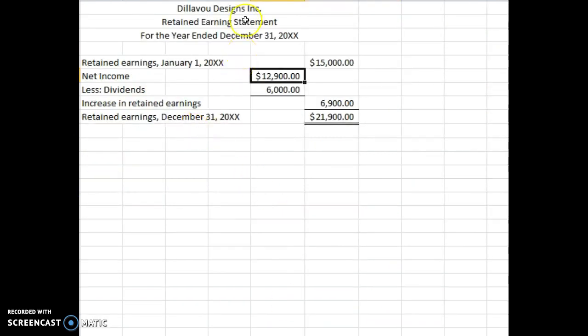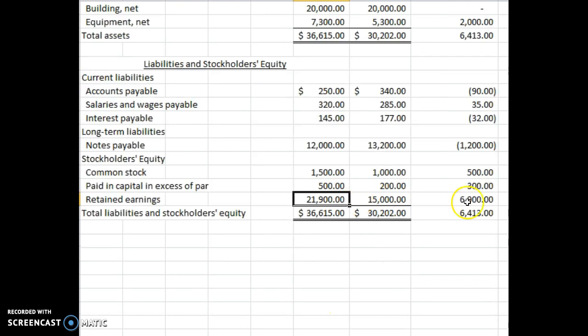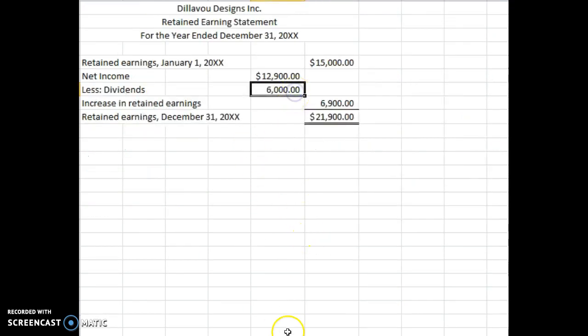Something else happened there. And on my retained earnings statement, it's very easy to see what happened. We added $12,900, but then we also deducted $6,000 from this. That's my overall increase, and now my new balance in retained earnings is the same thing that we see here, and we see that change of $6,900. Two things caused that change: net income, and some dividends that were paid.